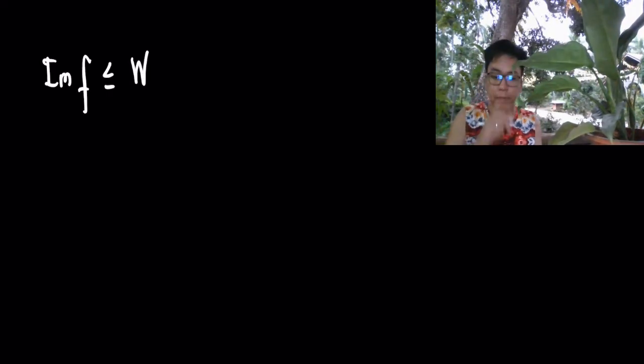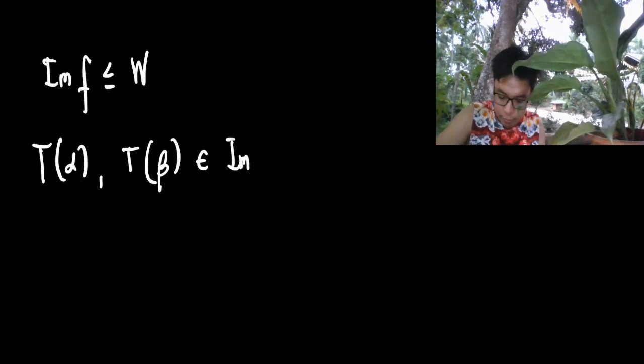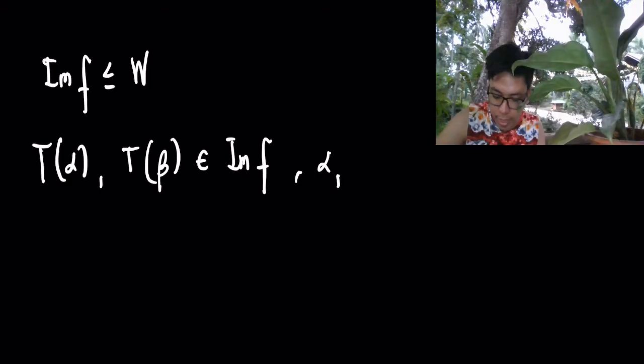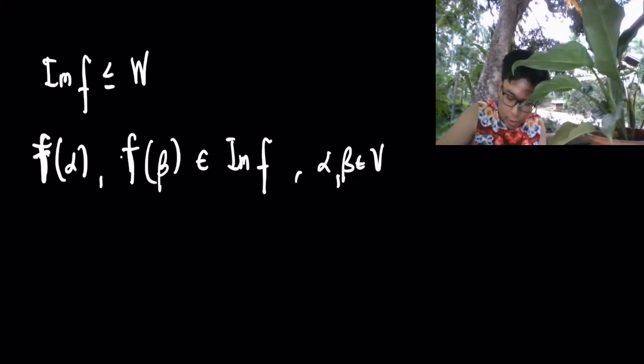That's it. Let us see if we can show that the image of F is a subspace of W. Now, F of alpha and F of beta are elements of the image of F. Of course, your alpha and beta here are coming from V. I'm sorry, why am I using T? I'm using F here rather.